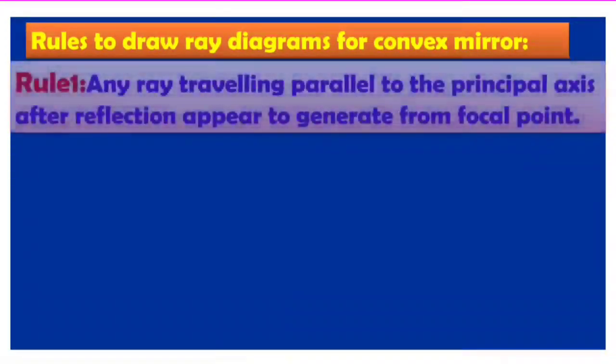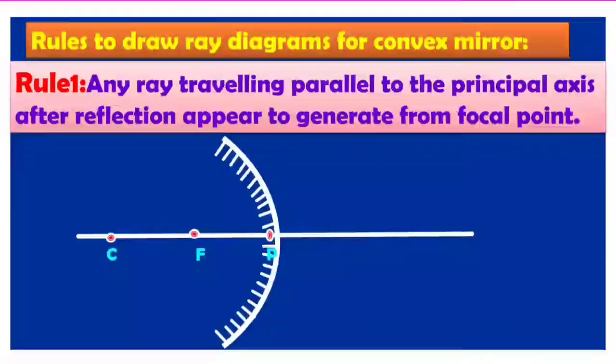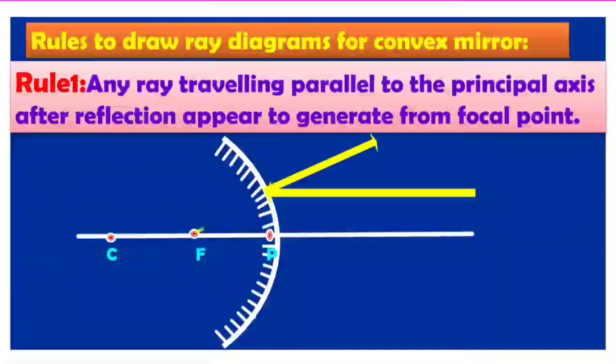There are 4 rules. In that, the first one is: any ray traveling parallel to the principal axis, after reflection, appears to generate from the focal point. Here we can see a convex mirror. A ray which travels parallel to the principal axis, after reflection, appears to generate from the focal point.